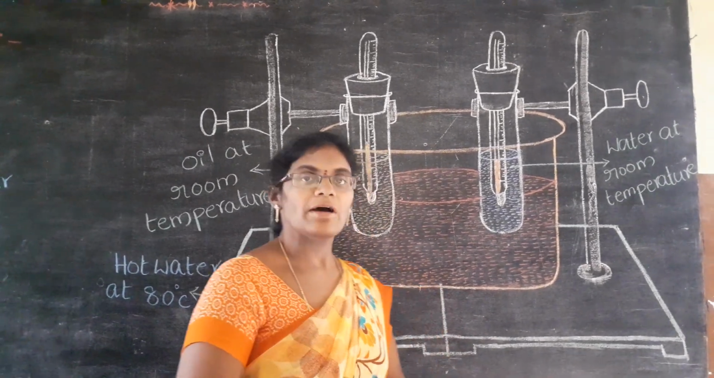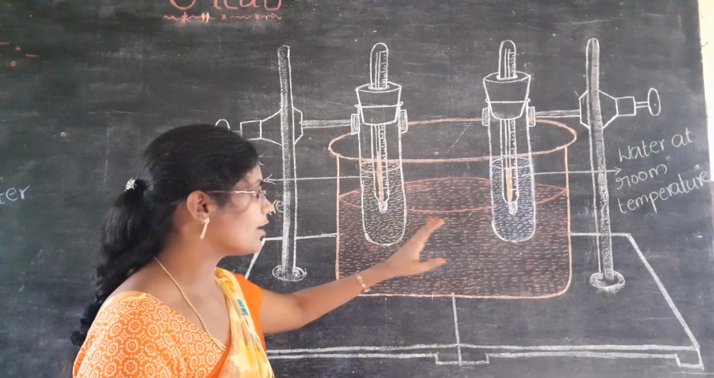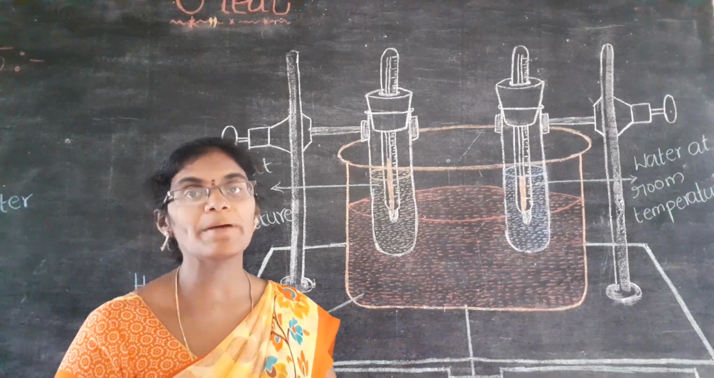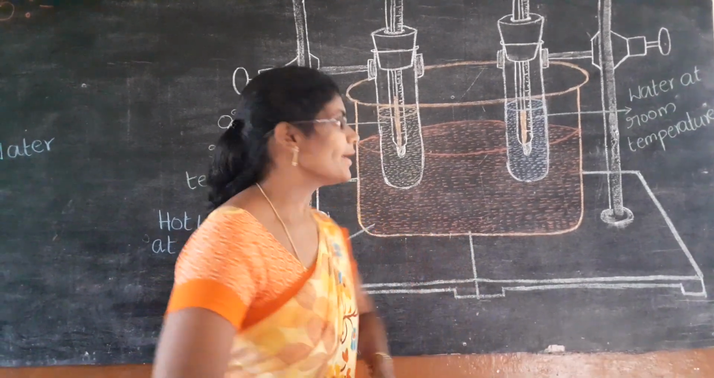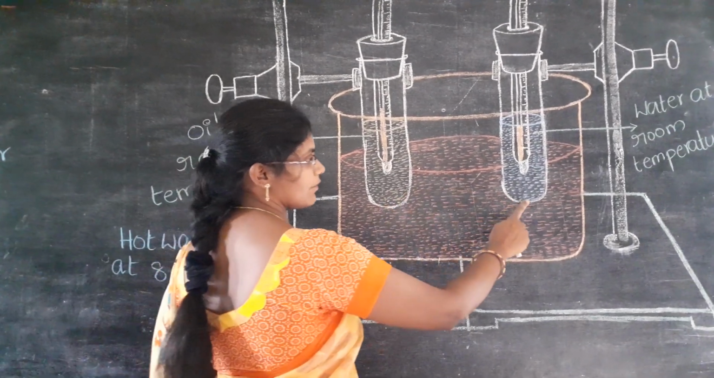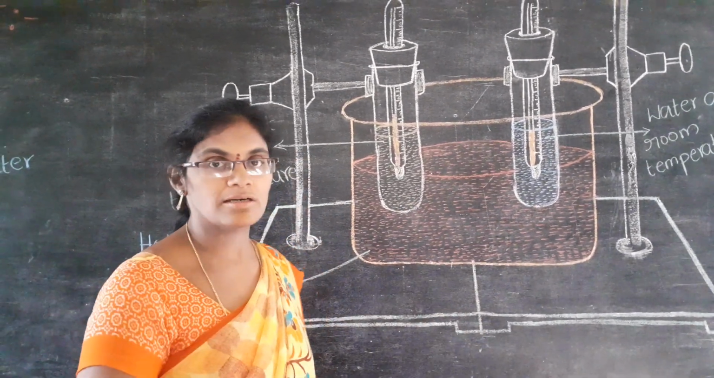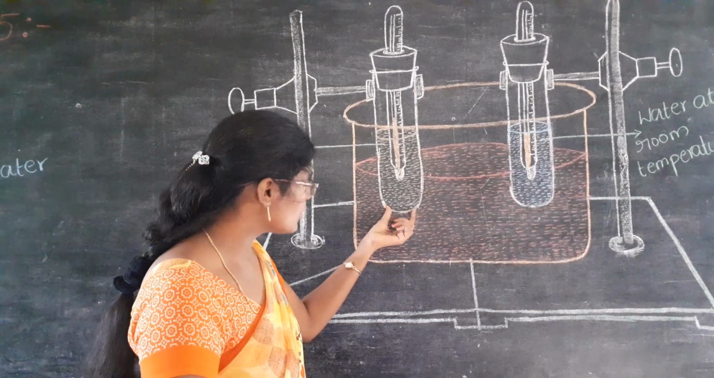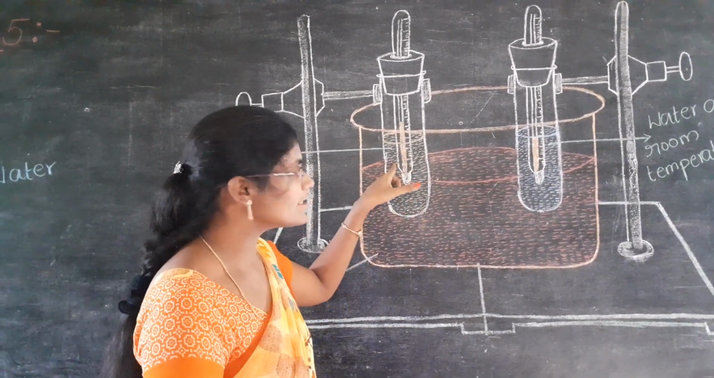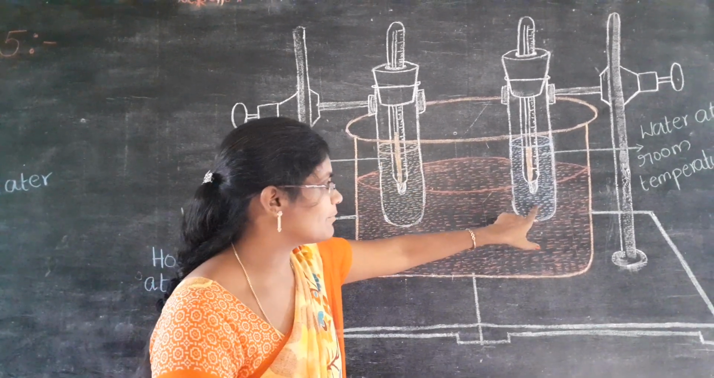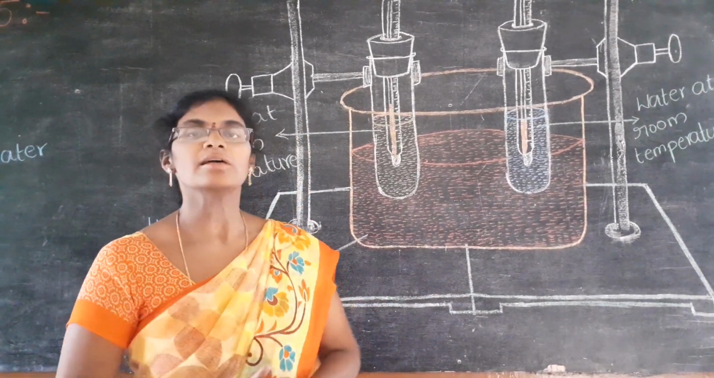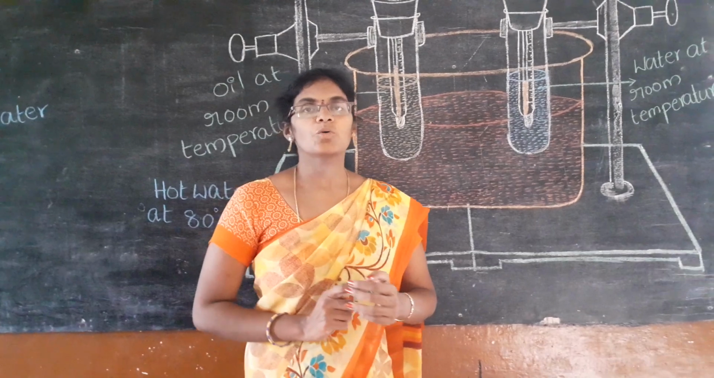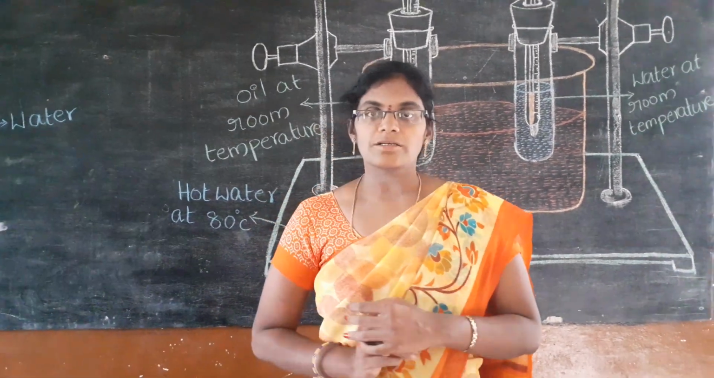Why? Because the rate of rising temperature depends on the nature of the material or substance. Oil is one substance and water is another substance. So the rate of rising temperature of oil is high and that of water is less. It completely depends on the nature of the substance.